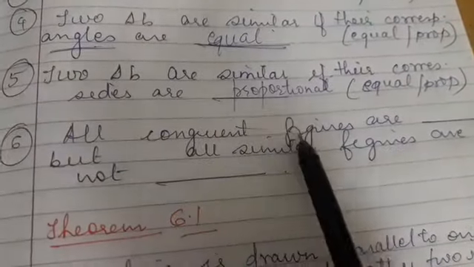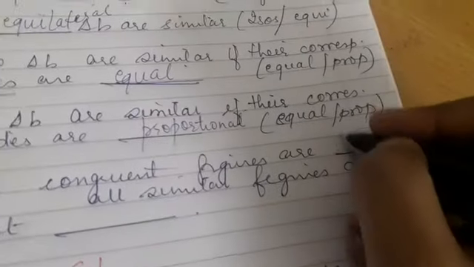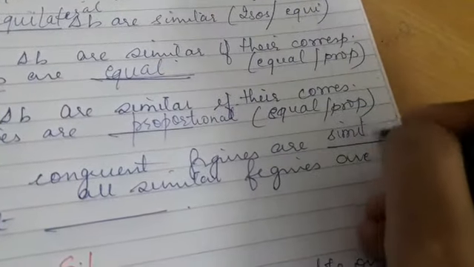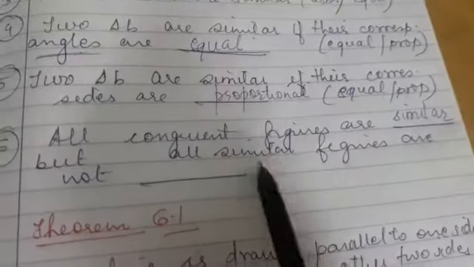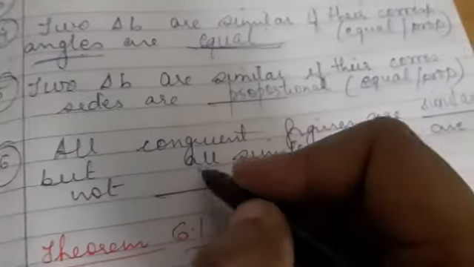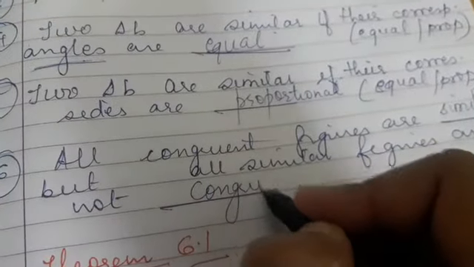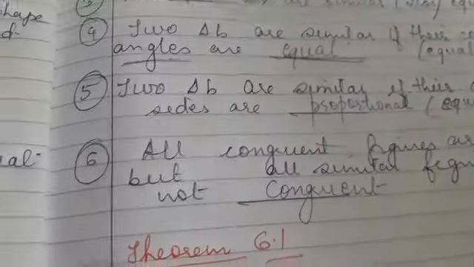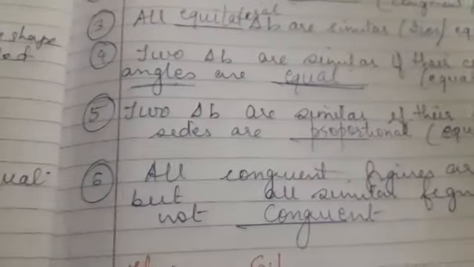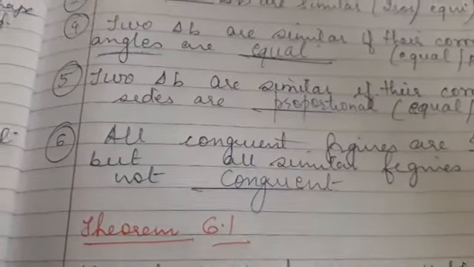Then all congruent figures are similar, but all similar figures are not congruent. You know that congruent figures will be exactly the same shape and size. Similar figures are the figures which have the same shape, not necessarily the same size, because if they have the same size, they become congruent.